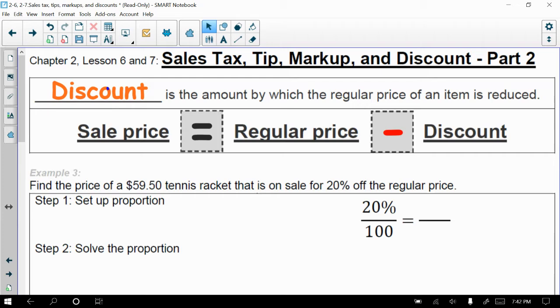Okay. All right, so find the price of a $59.50 racket that is on sale for 20% off the regular price.